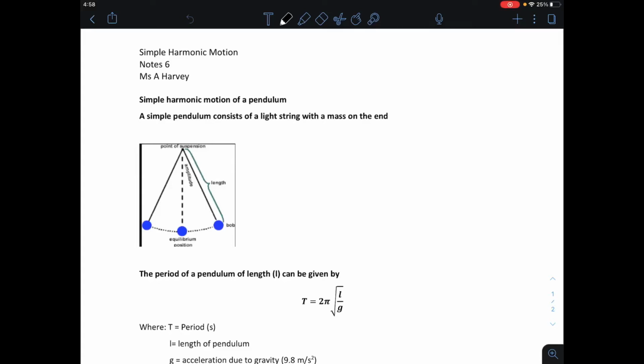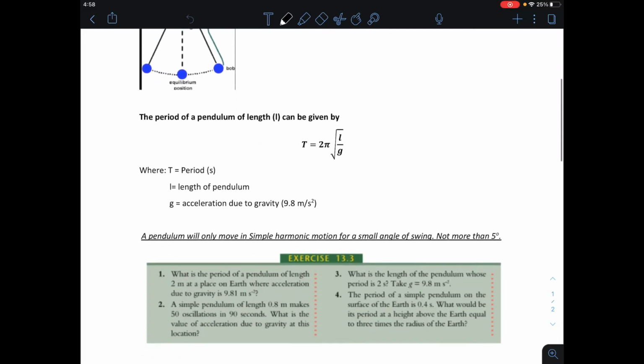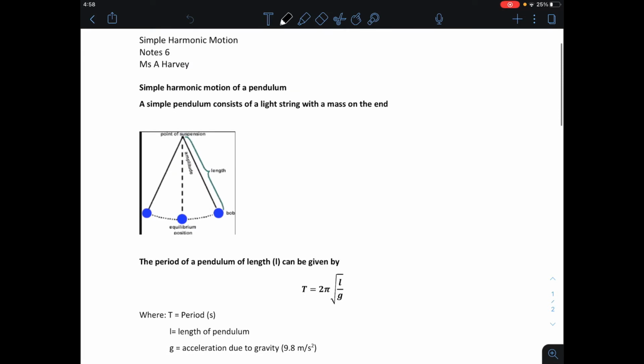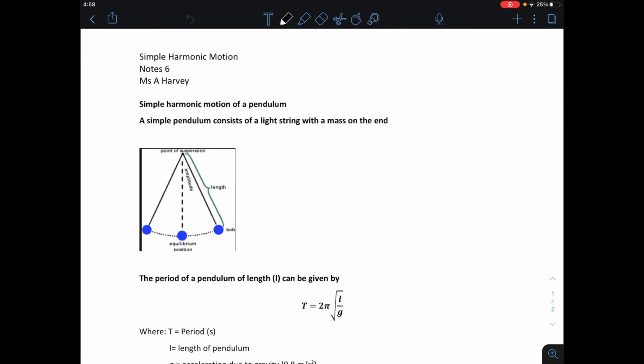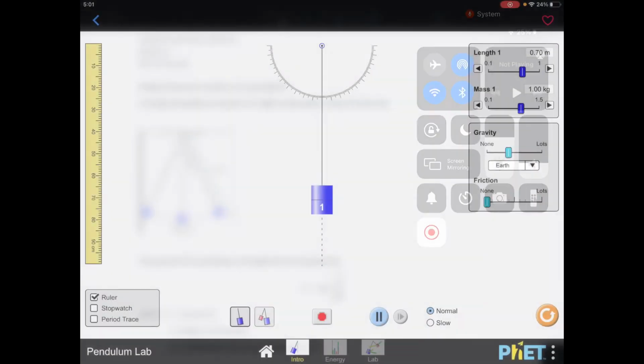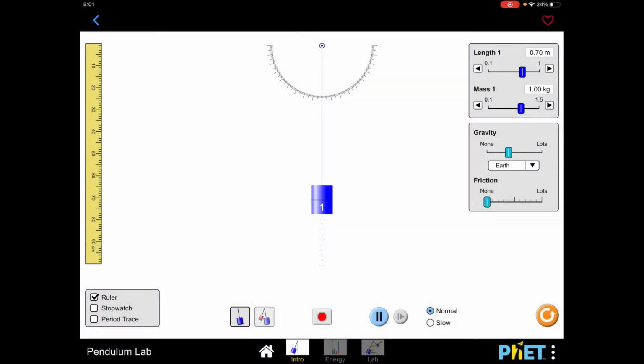Okay guys, so we're looking at simple harmonic motion of a pendulum today. The first thing I want you to do is print off this page from this assignment and add it in to your simple harmonic motion notes. The first thing to note is that a pendulum will only act in simple harmonic motion when we have a really small angle. Usually an angle of less than 5 degrees.